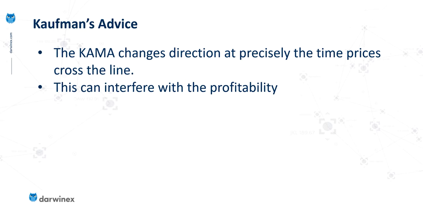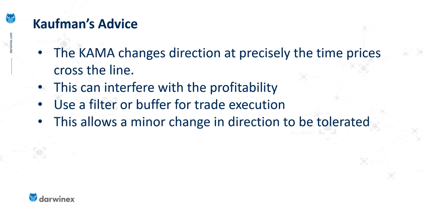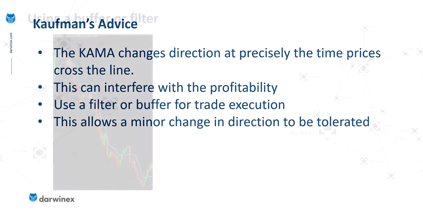But he offers some advice whereby he says that the use of a filter or a buffer for trade execution will increase the effectiveness of the strategy. This allows for a minor change in direction to be tolerated without exiting or entering a trade based on that. So let's take a look at this in practice. So we just have the KAMA indicator here now.